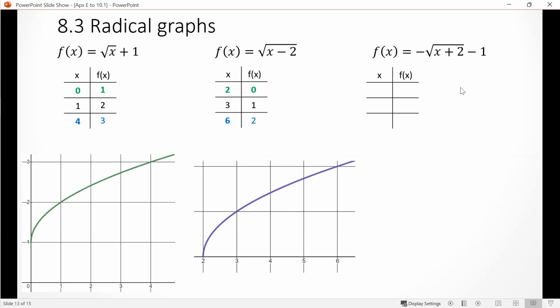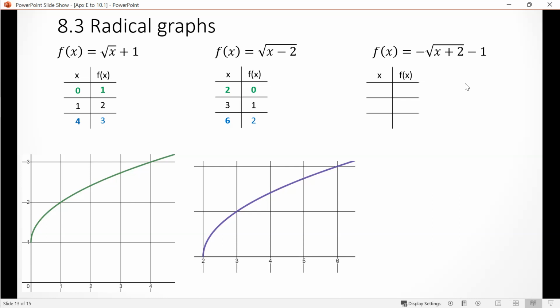Now in our final radical example, we've got a couple things going on here. We're adding 2 before we take the square root. We're subtracting 1 after we take the square root, and we also have a negative sign in front. That negative sign in front is going to flip our graph upside down. This positive 2 is going to shift us to the left by 2, and this negative 1 is going to shift us down by 1.